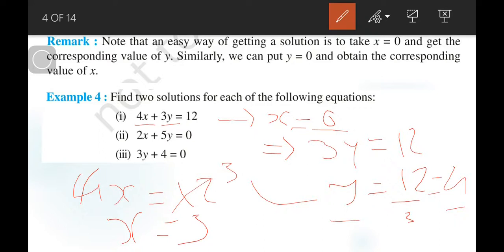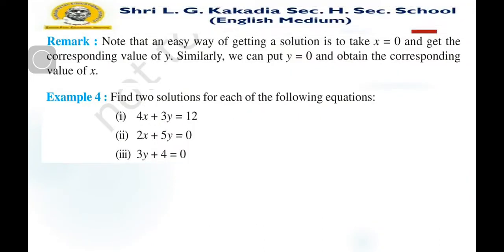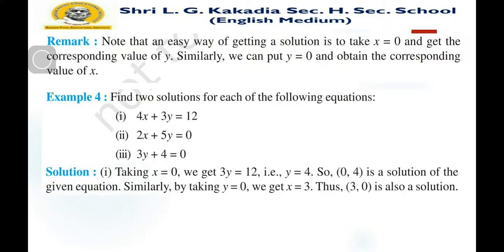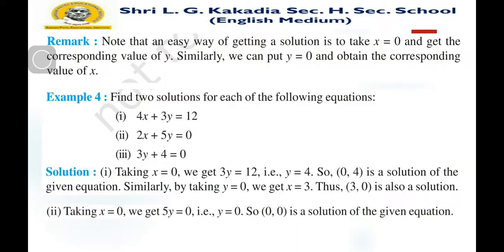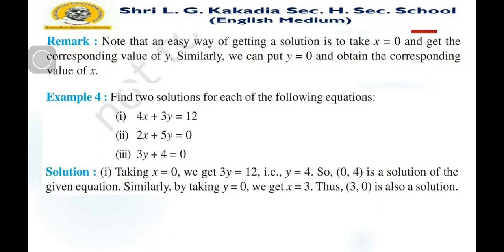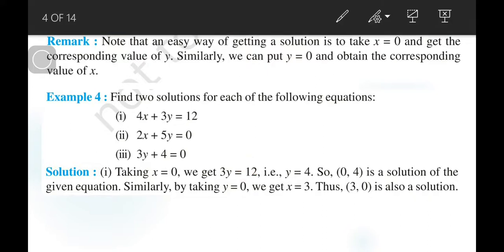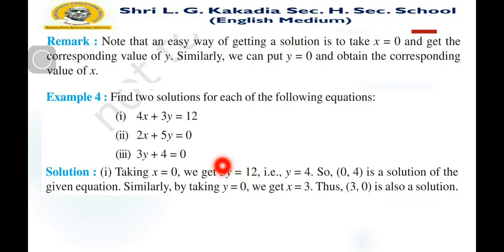Now in this way we can find two solutions for all the equations. So here, taking x equal to 0, we get 3y is equal to 12, that is y is equal to 4. So (0, 4) is a solution of the given equation. Similarly, by taking y equal to 0, we get x is equal to 3. Thus (3, 0) is also a solution.